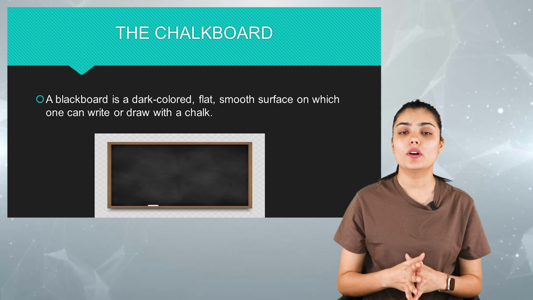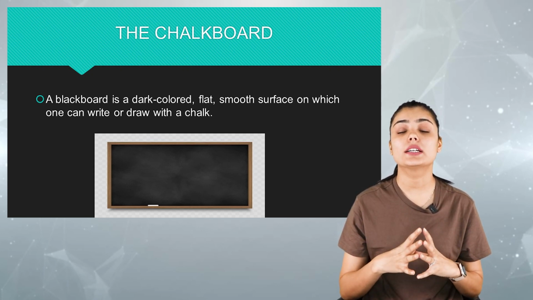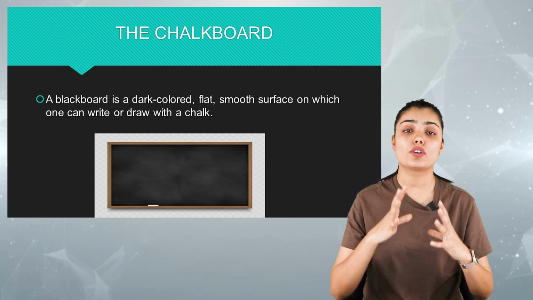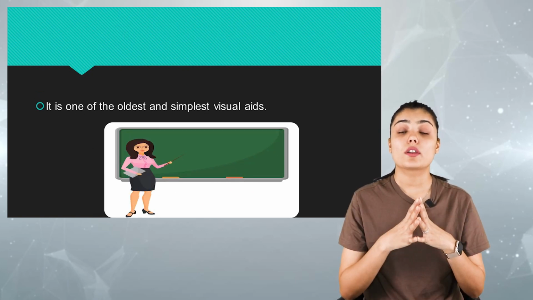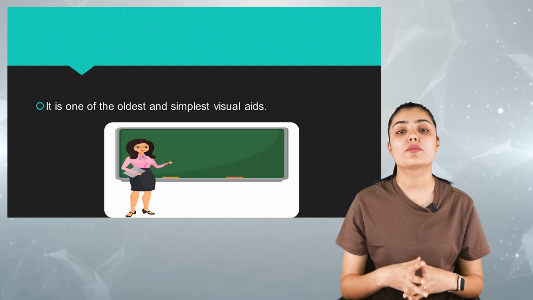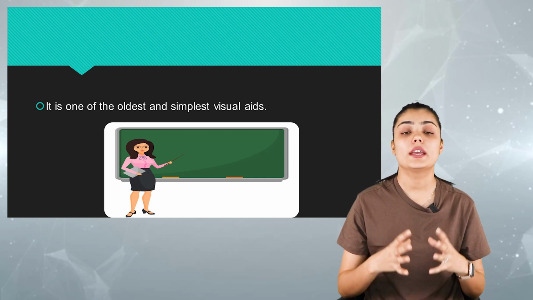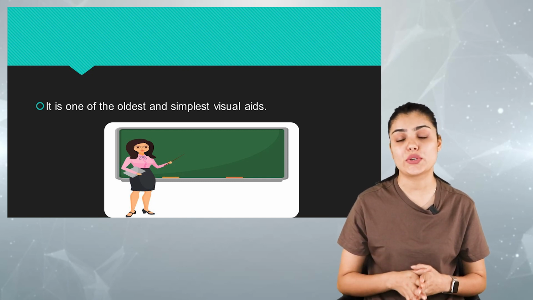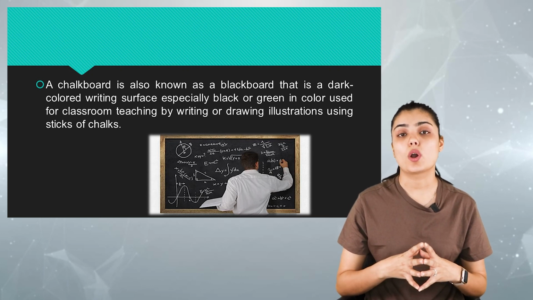As we all know, a blackboard is a smooth, flat and dark colored surface on which people can either write or draw something using a chalk stick. Blackboard is one of the oldest as well as the most commonly used forms of graphic aids in any education system even to this date. It is also one of the most simple visual aids used in the education system. A blackboard is also called a chalkboard.